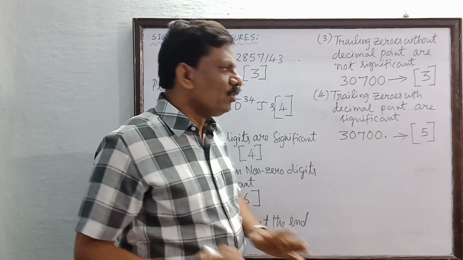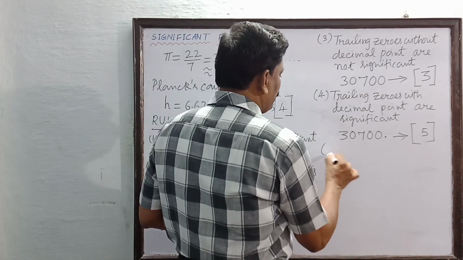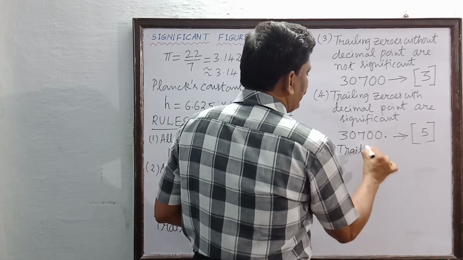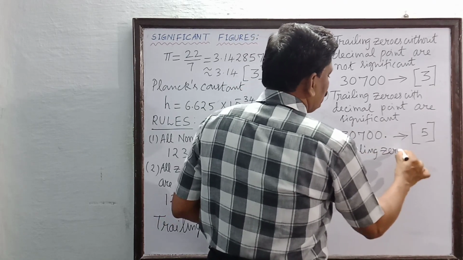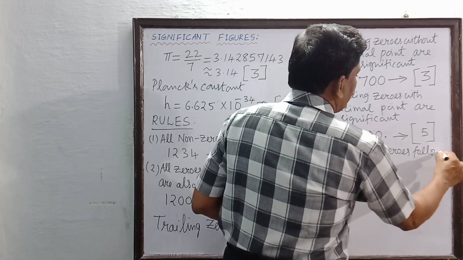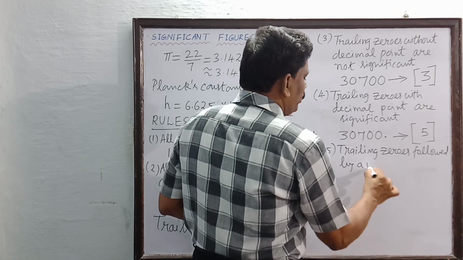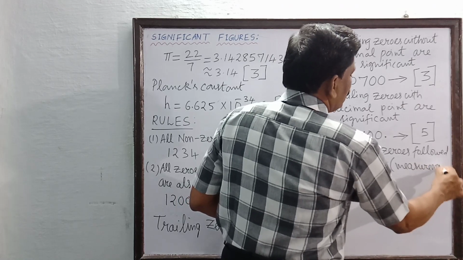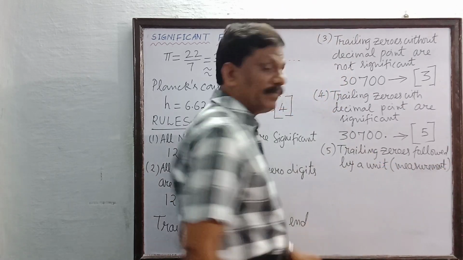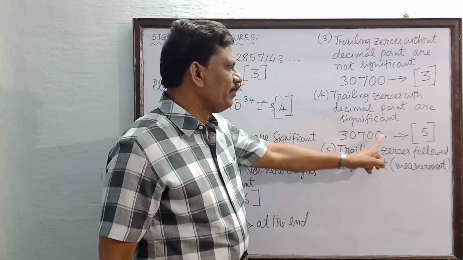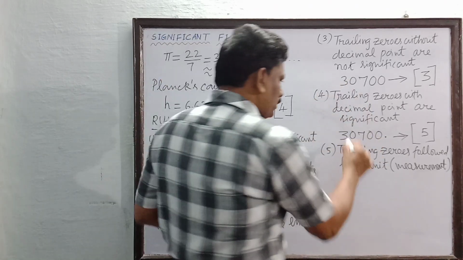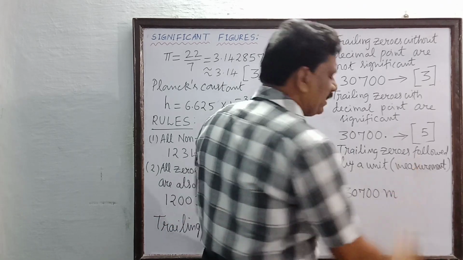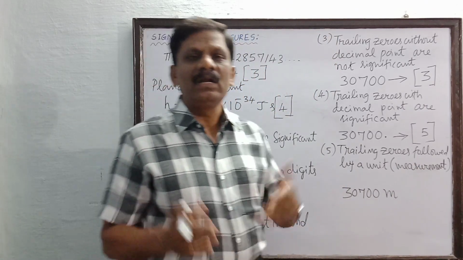Okay, now one more rule similar to this we are going to see, that is rule number 5. So the trailing zeros instead of decimal, the trailing zeros followed by a unit or any measurement. Okay, this is extremely important to be remembered. See here. Here there is a decimal point at the end of the trailing zeros. Now the same I am going to take as 30700 meter or kilogram or centimeter.